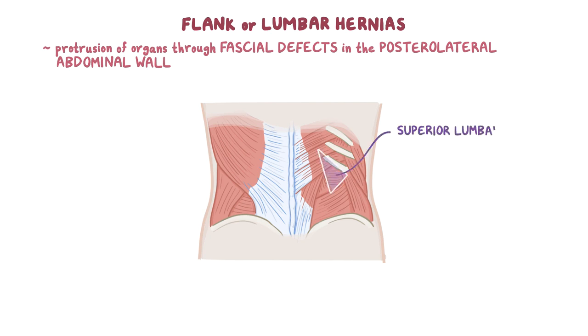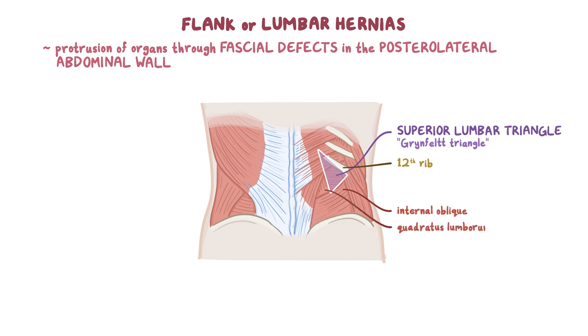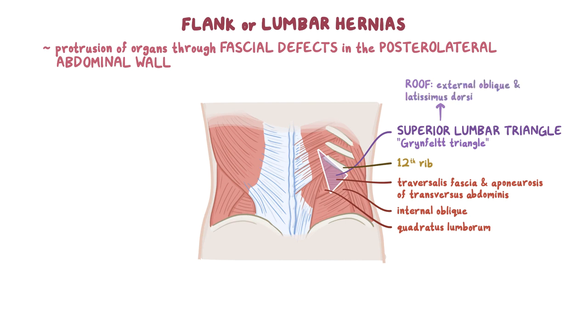The superior lumbar triangle, also known as the Grinfeld triangle, is bordered by the 12th rib superiorly, internal oblique laterally, and quadratus lumborum medially. The floor is the transversalis fascia and the aponeurosis of the transverse abdominis muscle. The roof is the external oblique and latissimus dorsi muscles.